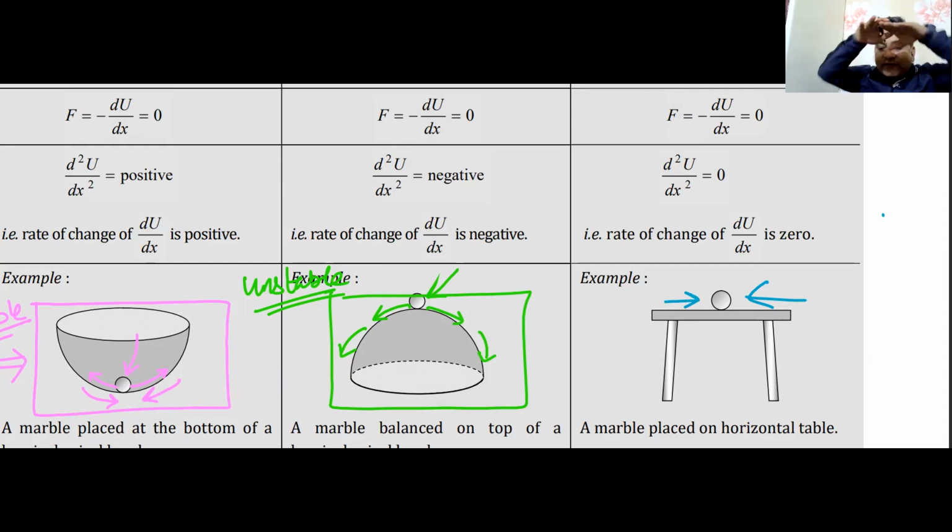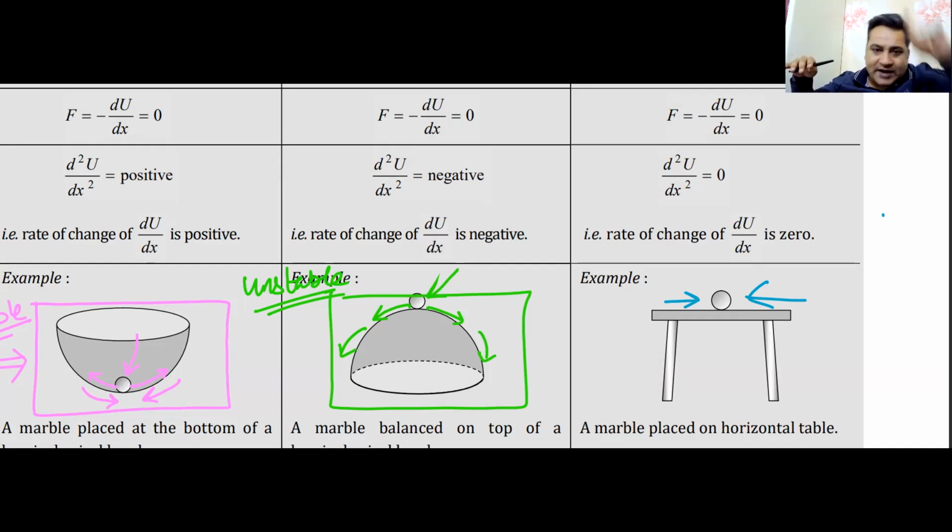Now look at this on a flat surface. This marble, this ball, is on a flat surface. If I move it towards right, it just stays there. If I move it towards left, it doesn't go down, it doesn't go up. It's on the same level. Energy does not change.